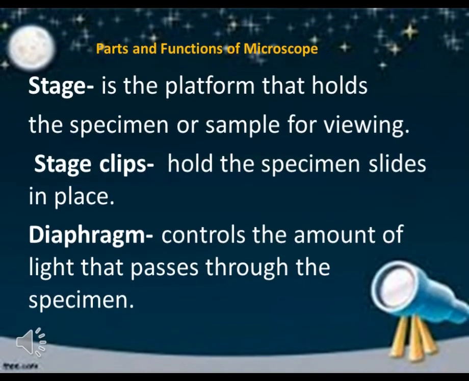Let's move to the stage. This is the platform that holds the specimen or sample for viewing. Stage clips hold the specimen slides in place. We have the diaphragm. It controls the amount of light that passes through the specimen.